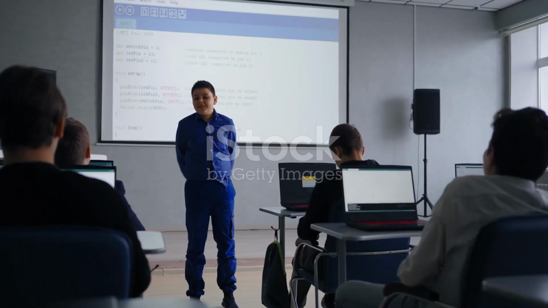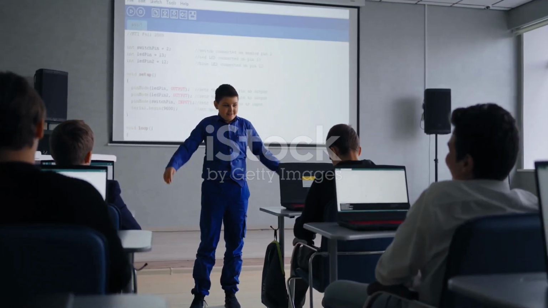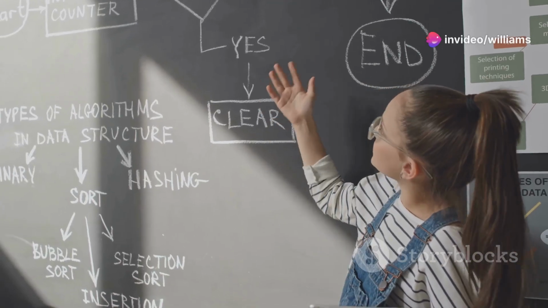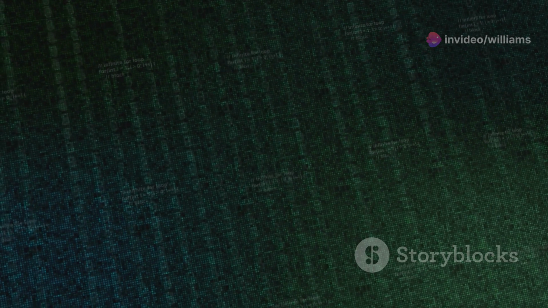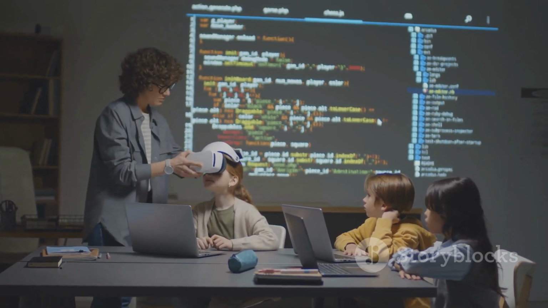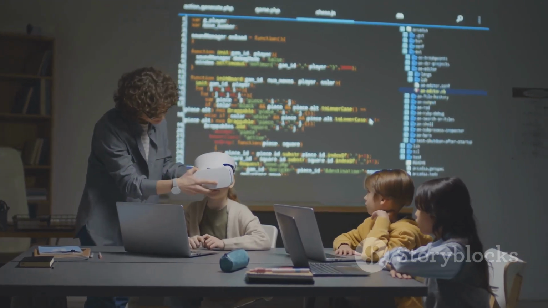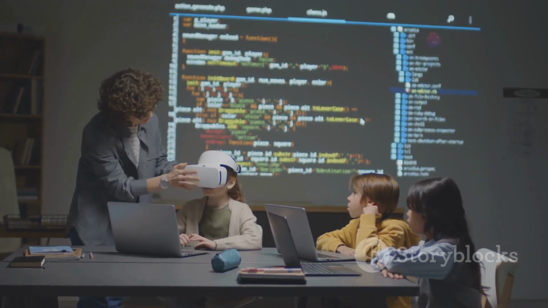Section 5. 2's complement. Negative numbers in binary. So far we've only talked about positive numbers. But what about negative numbers? How do computers represent those in binary? That's where 2's complement comes in. It's a clever system that allows computers to represent both positive and negative numbers using a fixed number of bits.